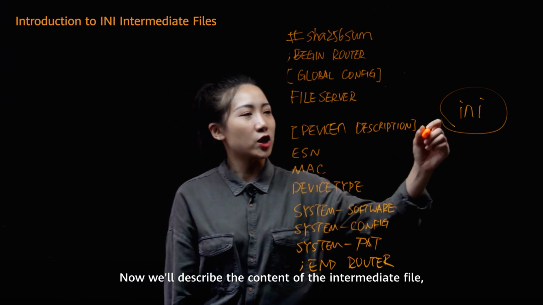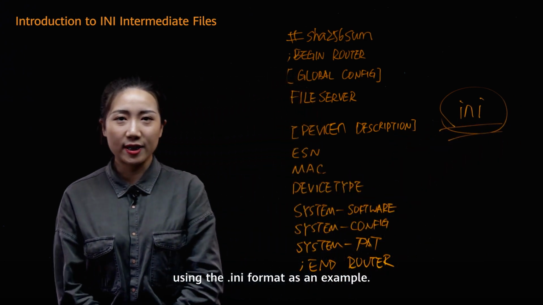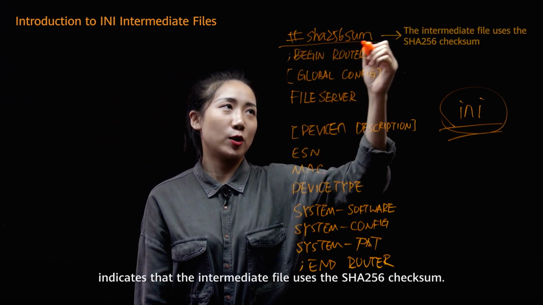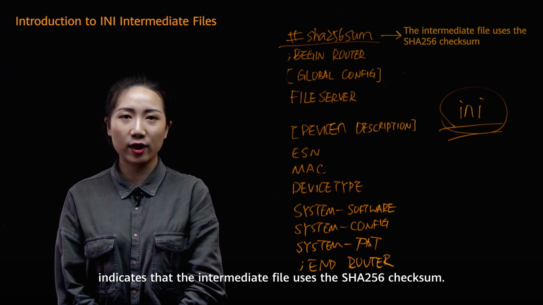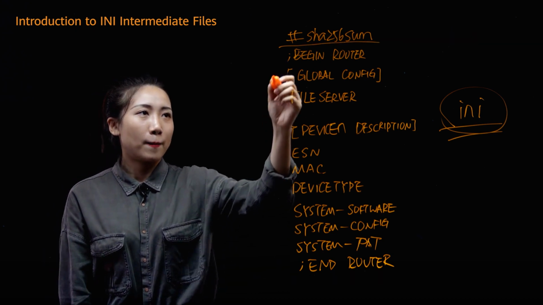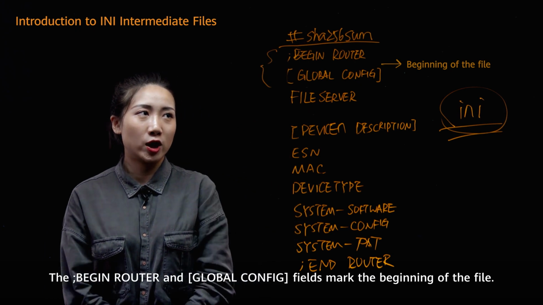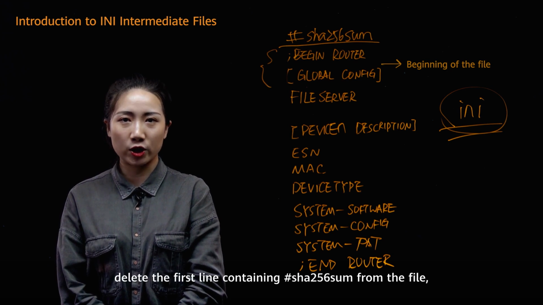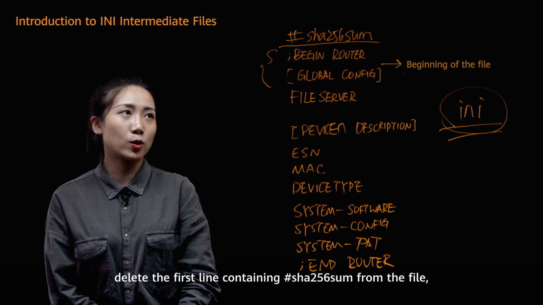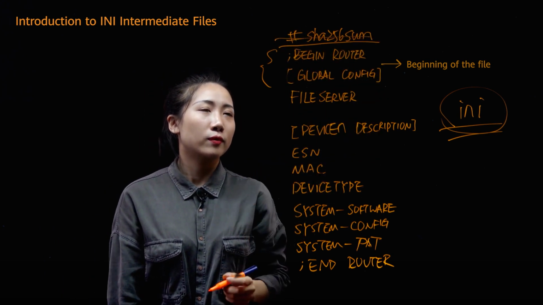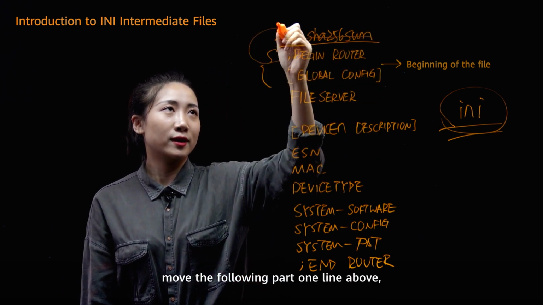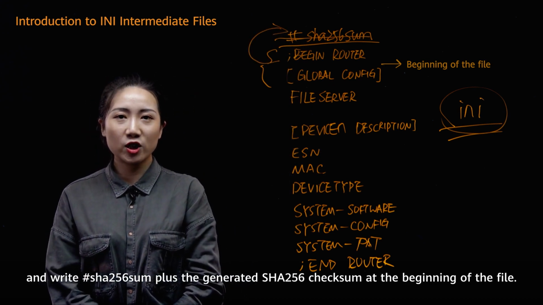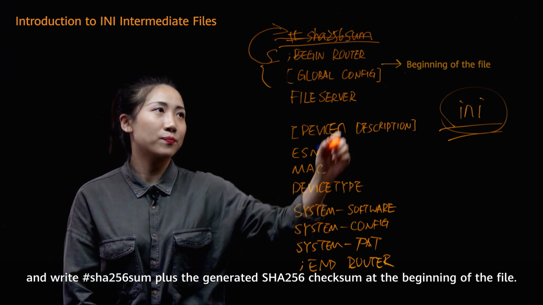Now, we'll describe the content of the intermediate file using the .ini format as an example. The #SHA256 sum field indicates that the intermediate file uses the SHA-256 checksum. The begin router and global config fields mark the beginning of the file. Delete the first line containing #SHA256 sum from the file, move the following Part 1 line above, and write #SHA256 sum plus the generated SHA-256 checksum at the beginning of the file.